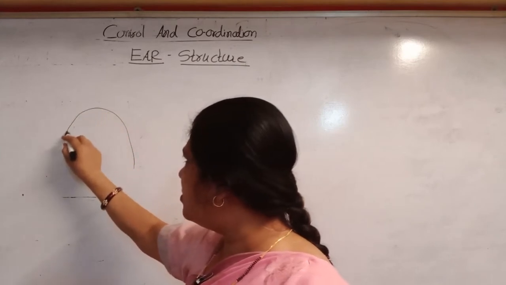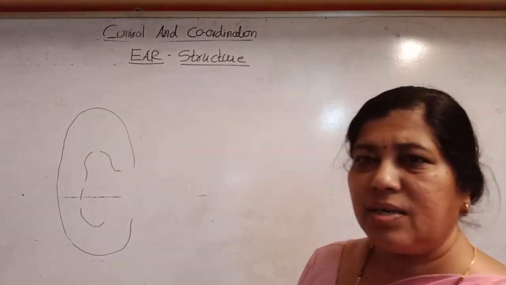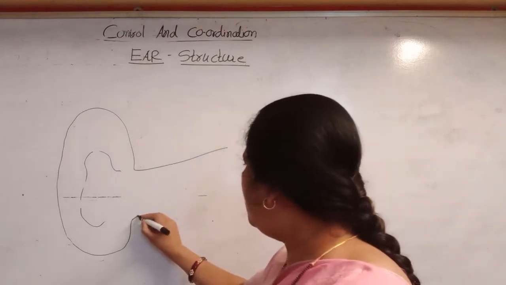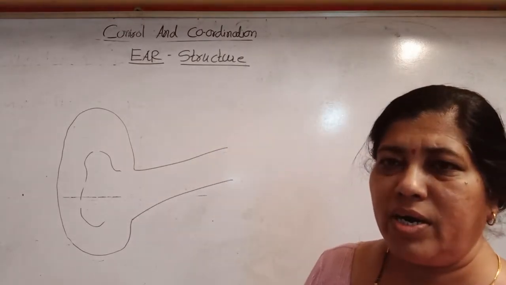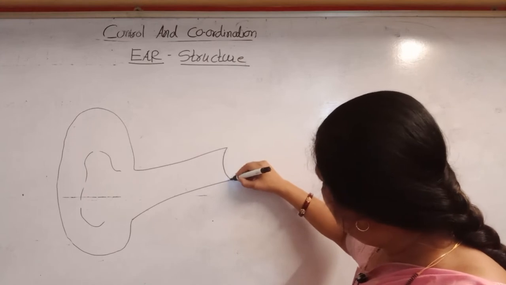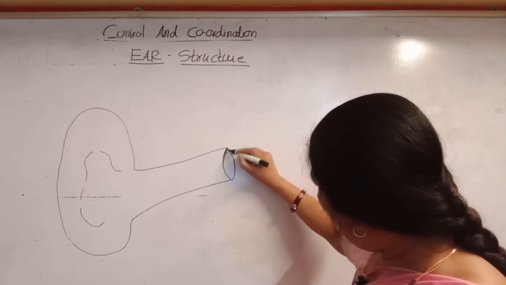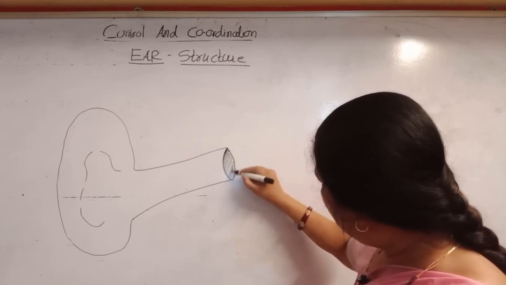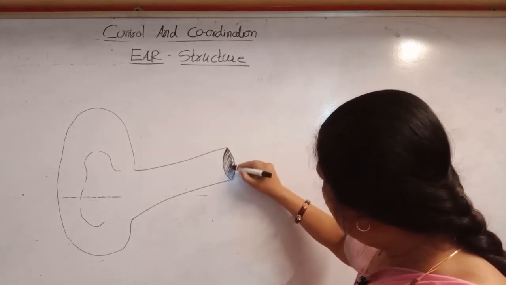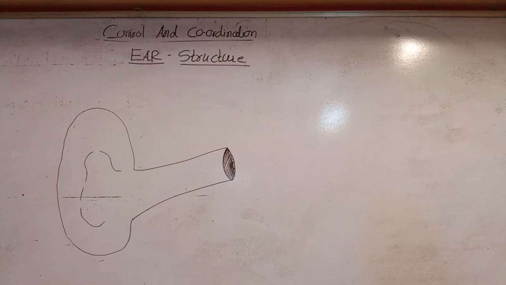So this is the ear pinna. It is a part of the external ear. It leads to the auditory canal or auditory meatus, which ends into a membrane, that is the tympanic membrane or eardrum. This is the external ear. First we will discuss the external ear.